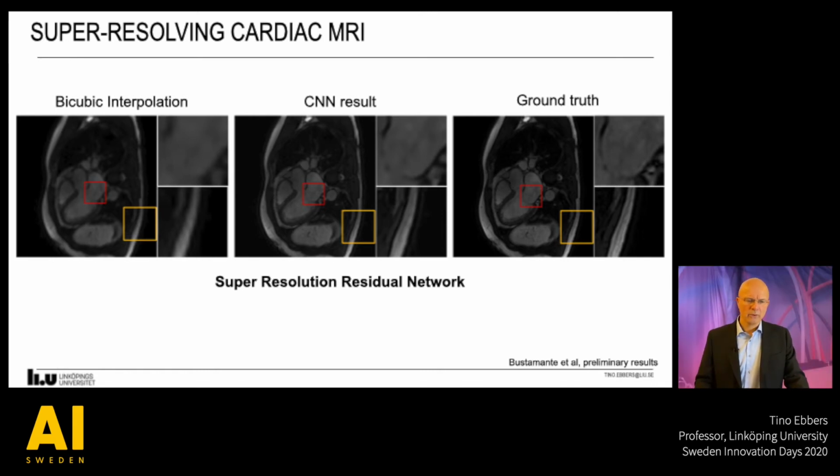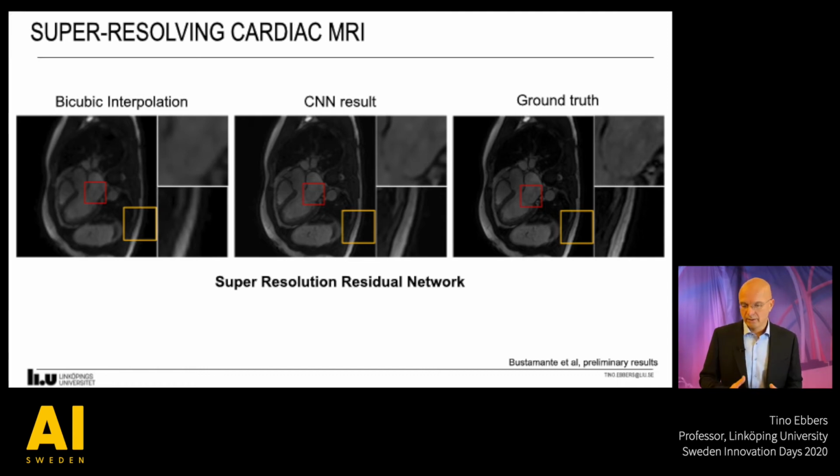And what you can do then is use super resolution residual networks. So what they do is they increase the resolution of images. So what we did is we acquired images of the heart, and then we reduced the resolution afterwards, as if they were acquired within only 25% of the measurement time. So we reduced the resolution with half.